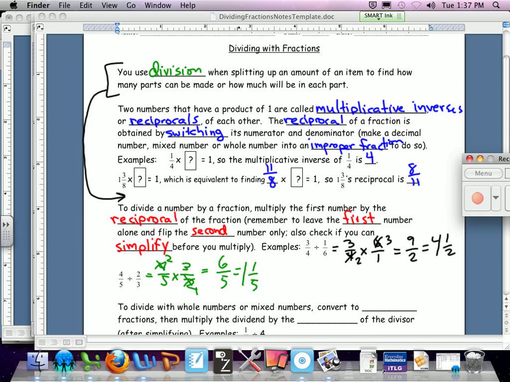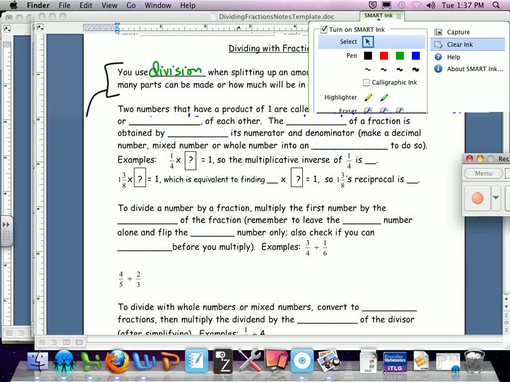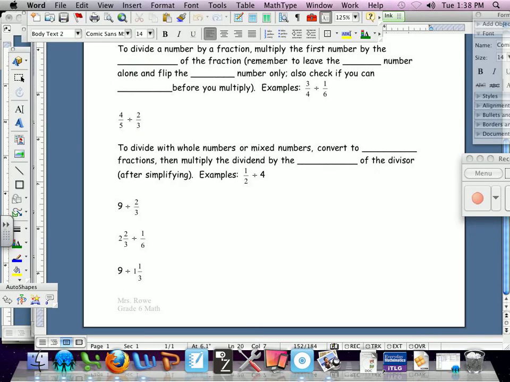For the next part, we have to deal with what if there are mixed numbers or whole numbers in our problems. So this is where we're going to end up with a 5-step process, and only 2 of the steps use real words. So the longer explanation: to divide with whole numbers or mixed numbers, convert to improper fractions. Then multiply the dividend by the reciprocal of the divisor, after simplifying. You want to make sure you multiply after you simplify if possible.